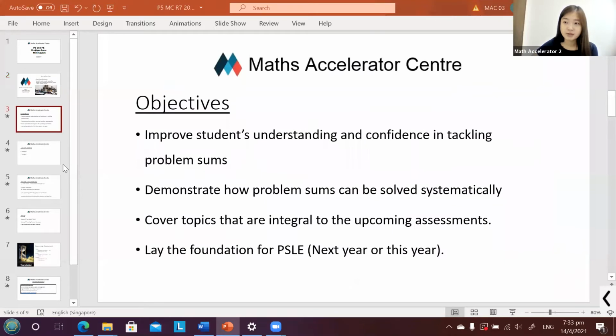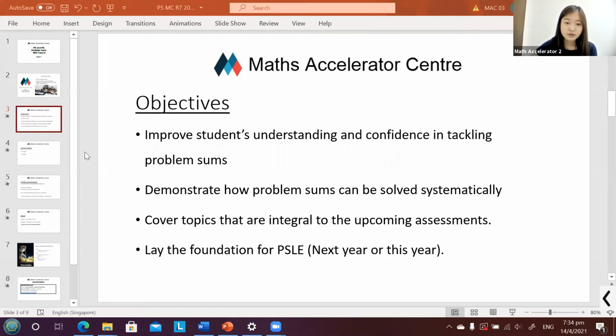So what's the objective of our lessons here? It is to improve the students' understanding and confidence in tackling problem sums, and also demonstrate how problem sums can be solved systematically. Mathematics is very systematic. You can do your problem sums step by step. I'll show you how to do the problem sums later on as well. There's always a few steps to it, so you just follow along.